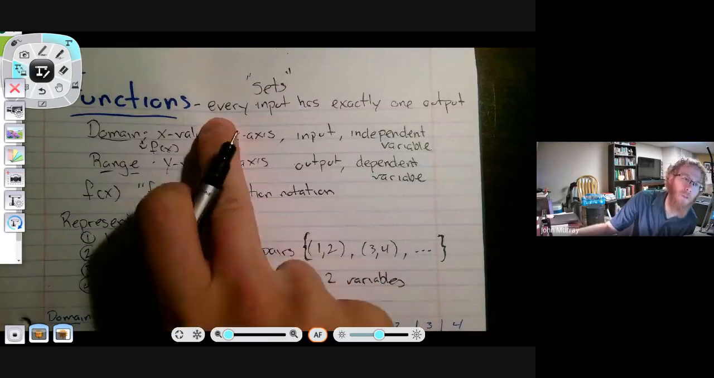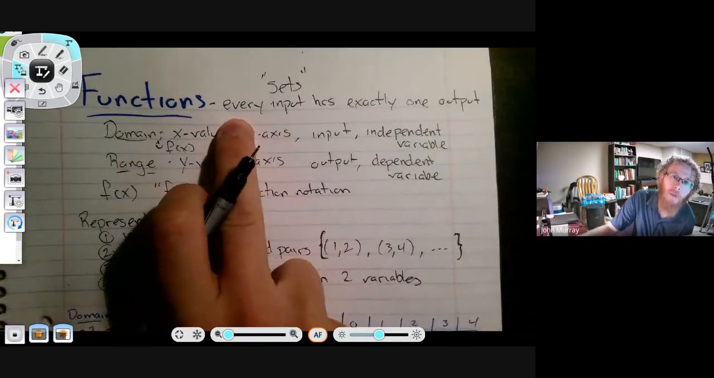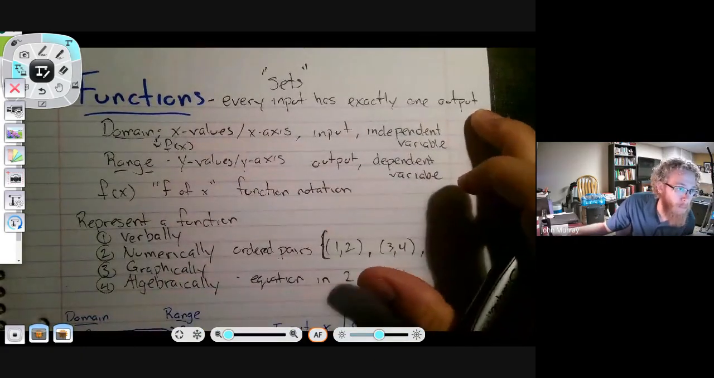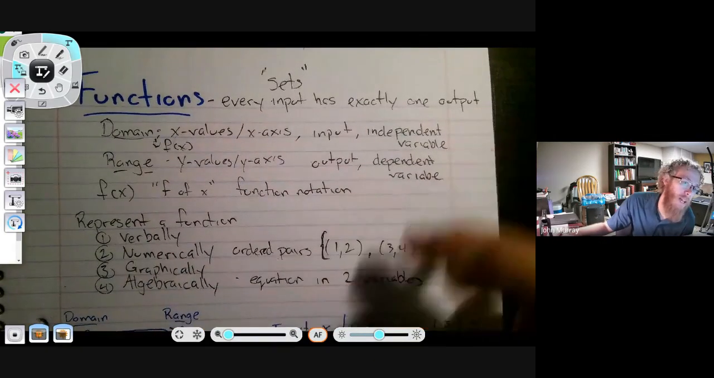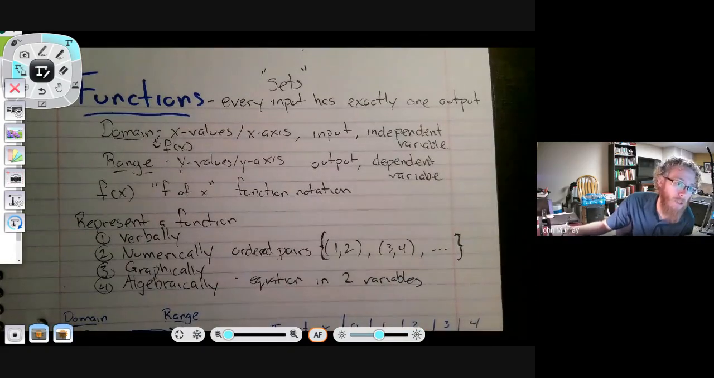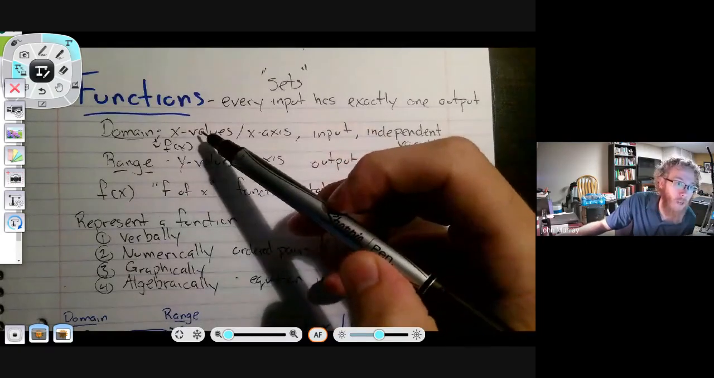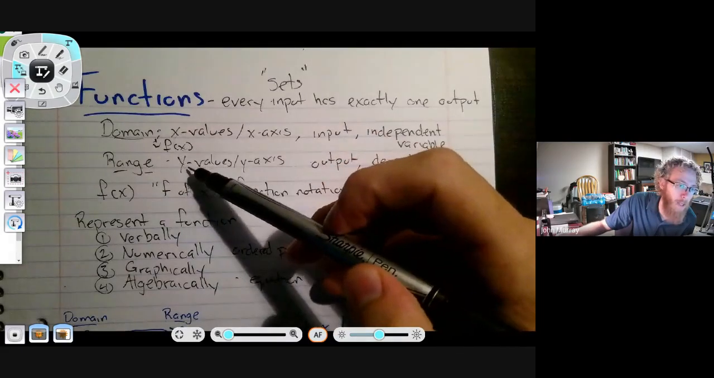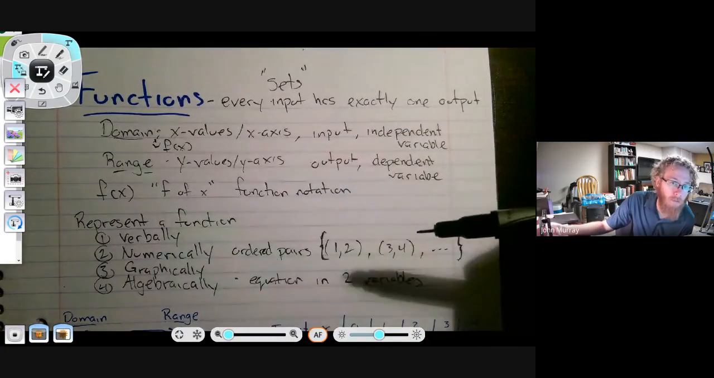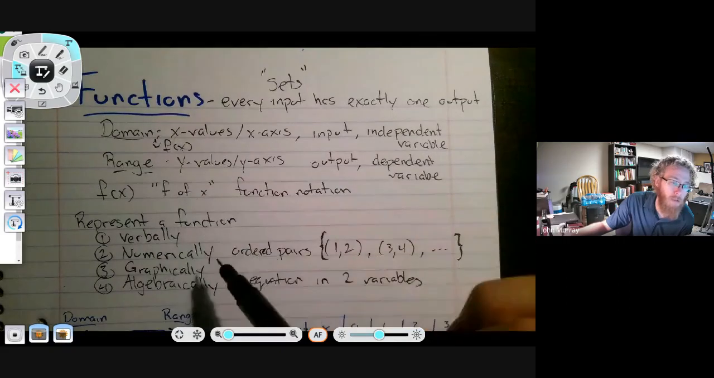Okay. So for now, the very basic definition for a function is we're going to say every input has exactly one output, right? So every x value is only going to have one answer. So anytime you plug in something for the domain, it matches to exactly one range. Now that range can all be the same number.